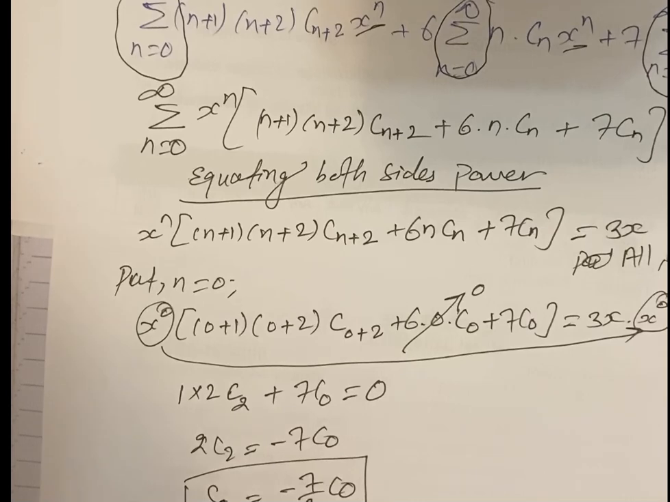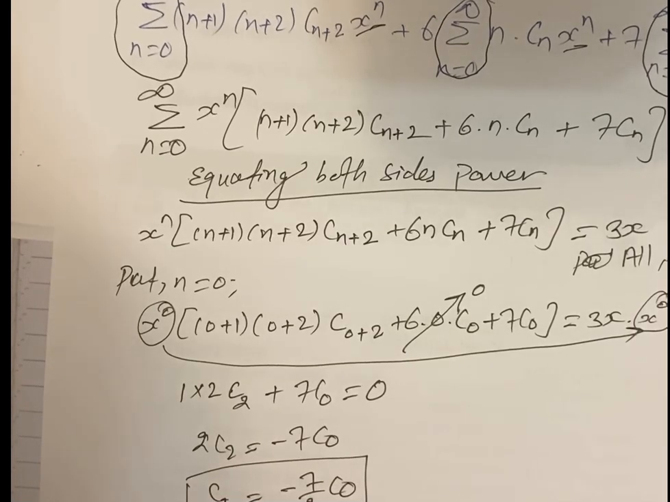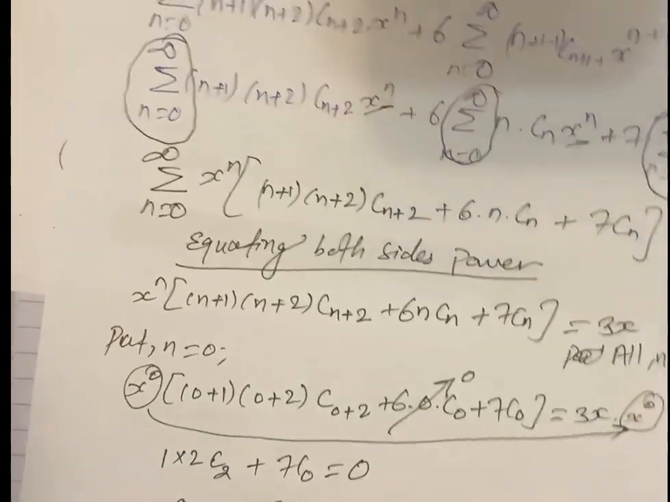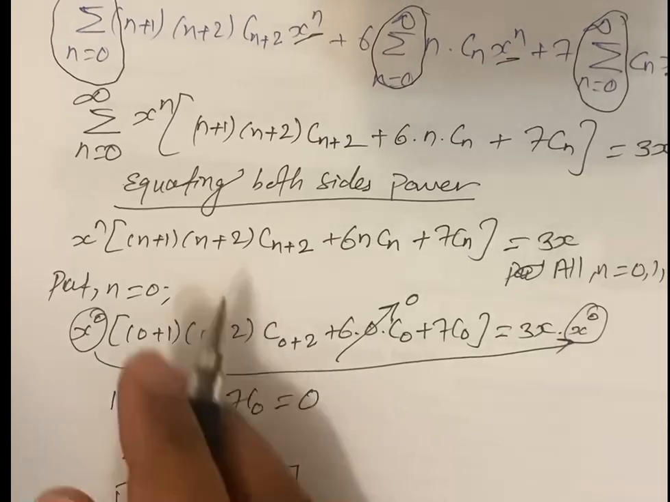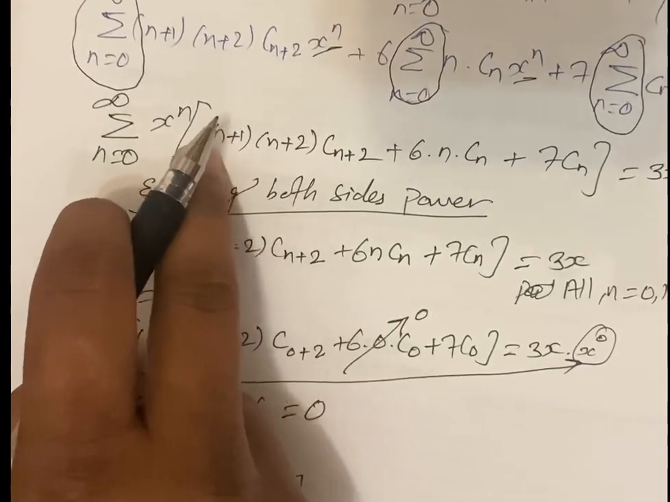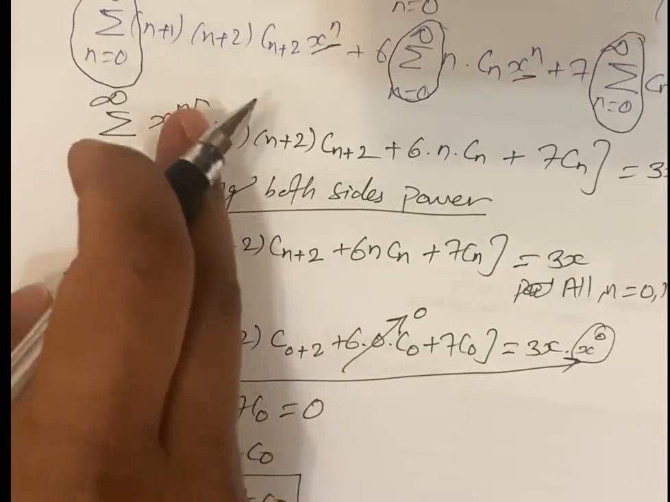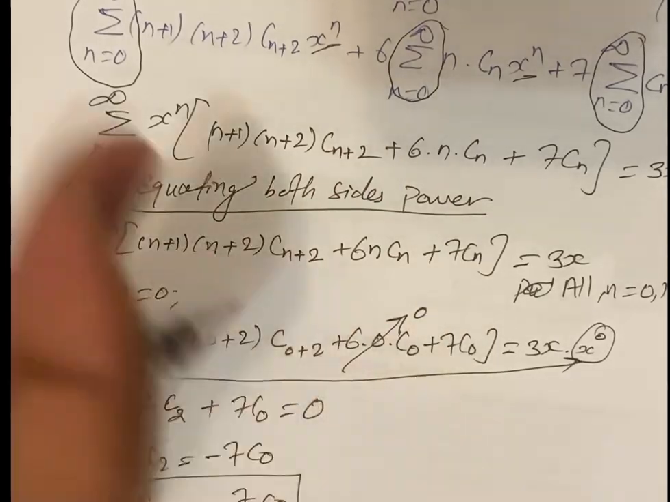Put n is equal to 1, then this is x power 1, 1 plus 1. Substitute the value in this same equation. Previously we put n is equal to 0, now we put n is equal to 1, again we'll put n is equal to 2, and then we'll substitute in the main equation.